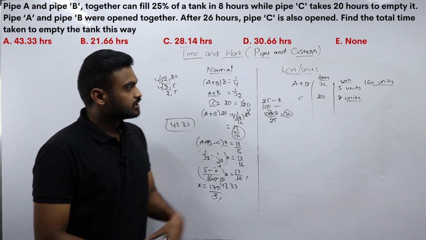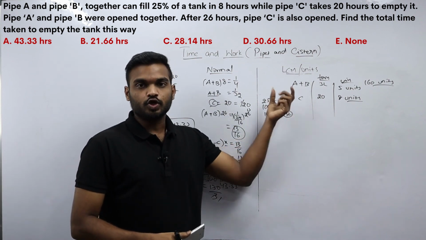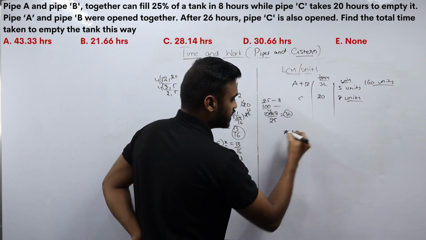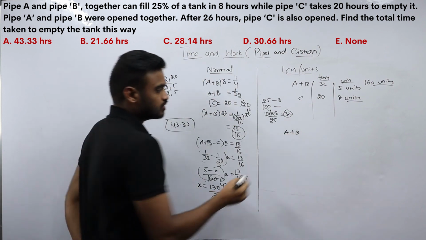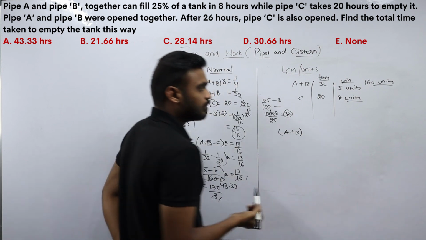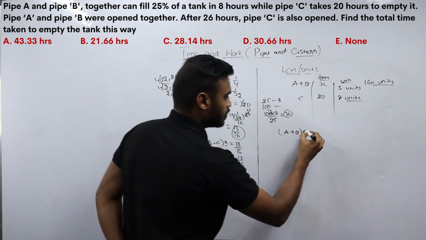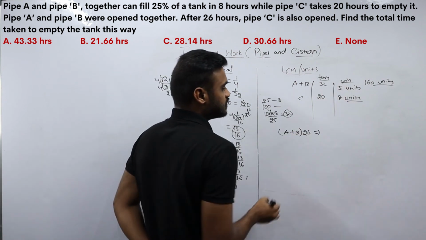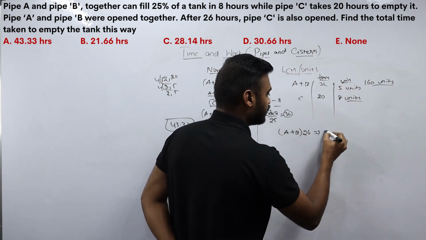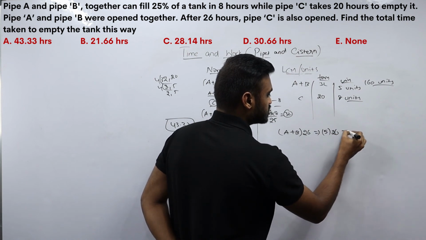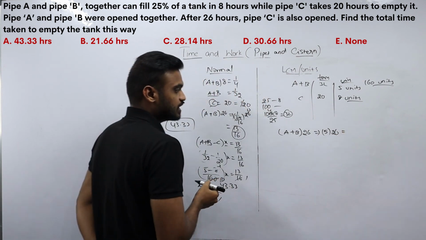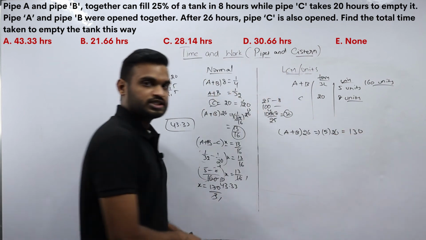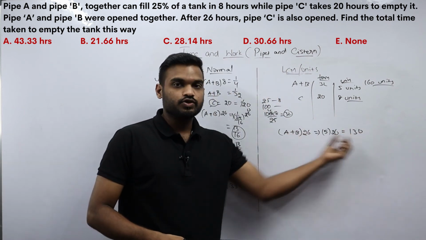Now they are saying that A plus B worked for 26 hours. Here see, up to 26 hours, A plus B are open together. So up to 26 hours they have completed some part of work, right? We don't know what the part of work is, so we will multiply this efficiency into the total time taken. So 5 into 26, that is 130 units of work. So up to 26 hours, they have completed 130 units of work.